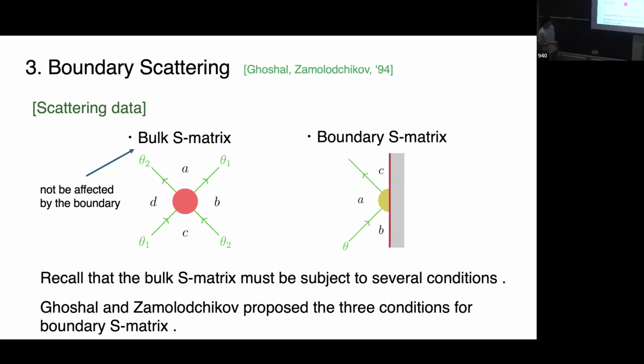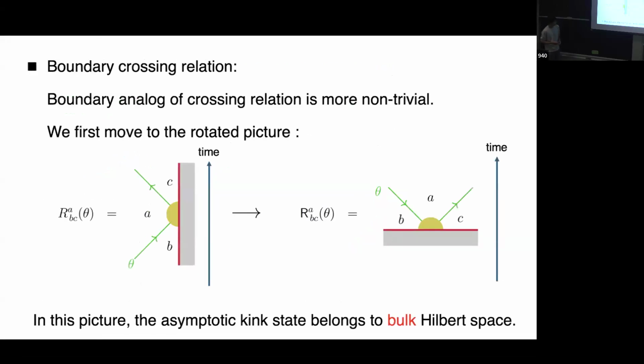Recall that the bulk S matrix must be subject to several consistency conditions, such as unitarity, Yang-Baxter and crossing. In the same way, Ghoshal and Zamolodchikov proposed three consistency conditions for the boundary S matrix. The main target of this talk is the boundary crossing relation. The boundary analog of the crossing relation is more non-trivial, so I want to review how Ghoshal and Zamolodchikov arrived at the boundary crossing relation.